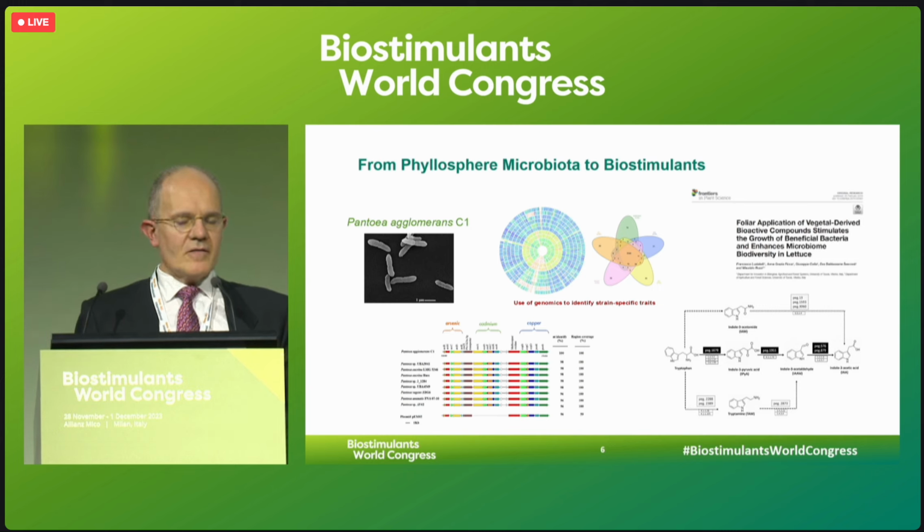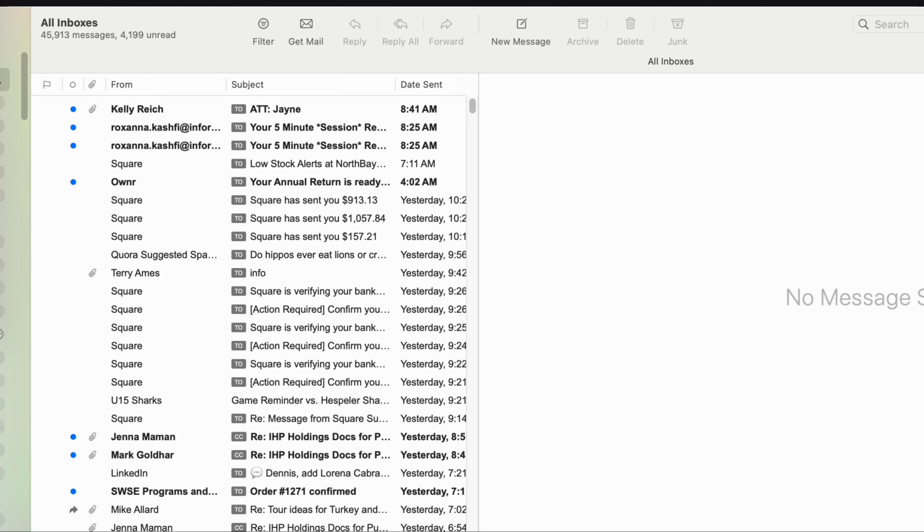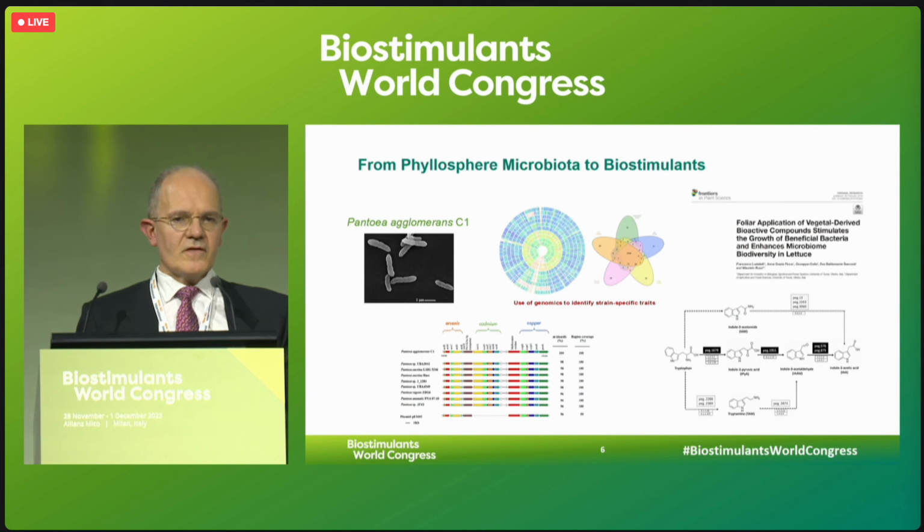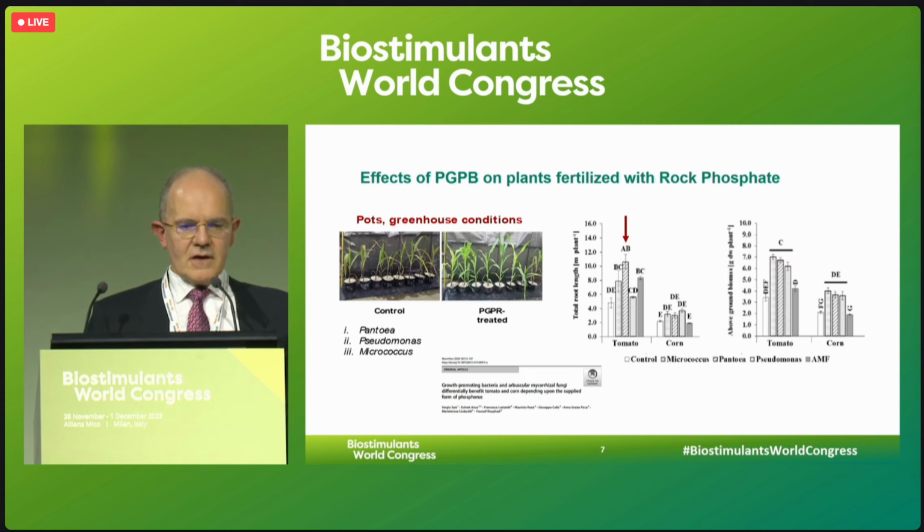One of the microorganisms that we isolated was a Pantoea agglomerans strain that has several interesting traits. Among them, the ability to resist several heavy metals, the capability to produce hormones like auxins, the capability to produce siderophores, and the ability to solubilize phosphate. The first type of activity we did with this microorganism was a classical approach.